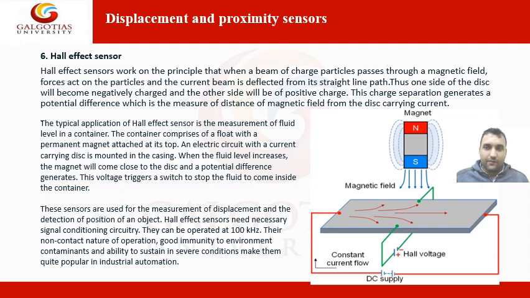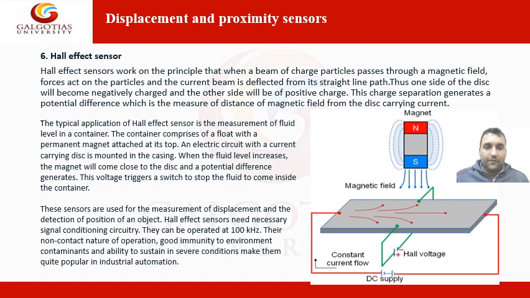It is deflected to one side. One side of the disk will become negatively charged and the other side positively charged, so it will act like a magnet. This charge separation generates a potential difference, which is a measure of the distance of the magnetic field from the disk carrying the current. A typical application of Hall effect sensors is measurement of fluid level in a container.